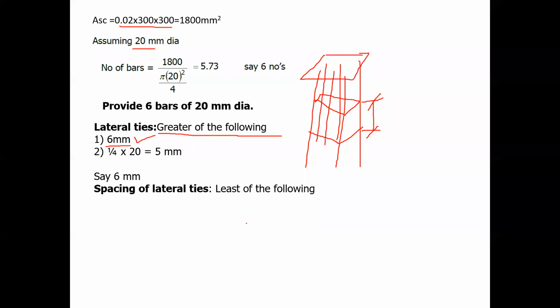In that, the first one is least lateral dimension. Here the least lateral dimension is, sorry, this is not 400, this is 300. You have considered a square column, right? So on either side it is the same, 300 by 300. So least lateral dimension is 300 mm.